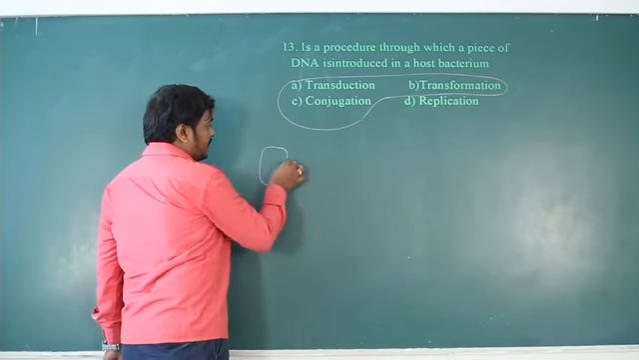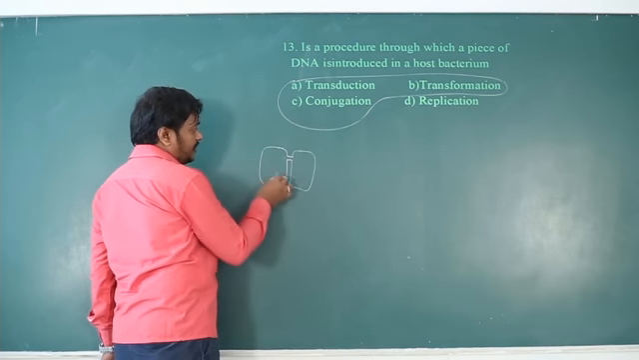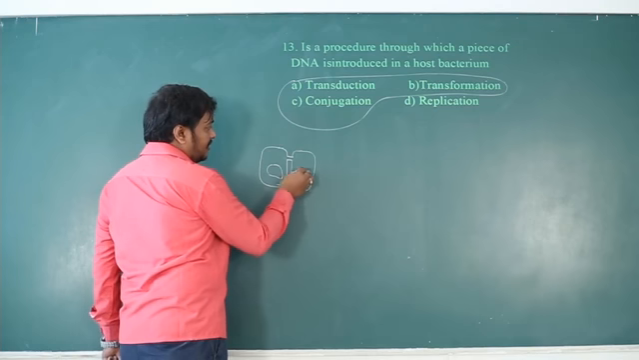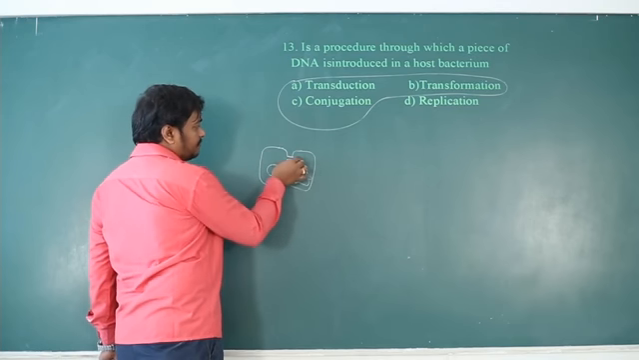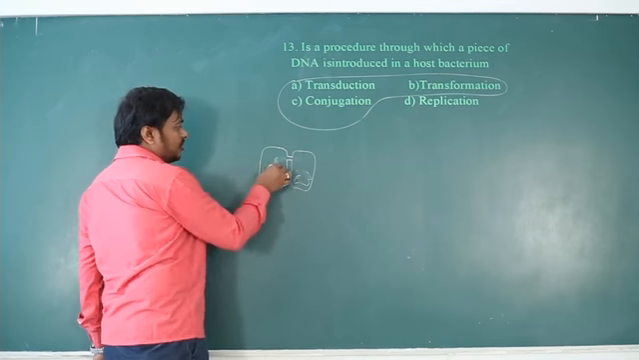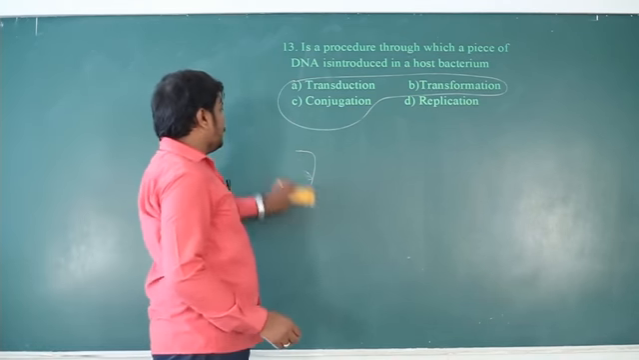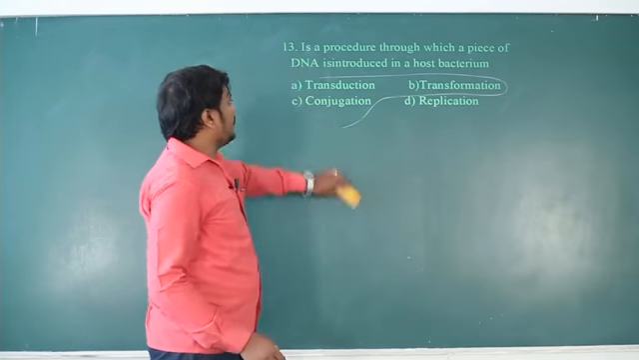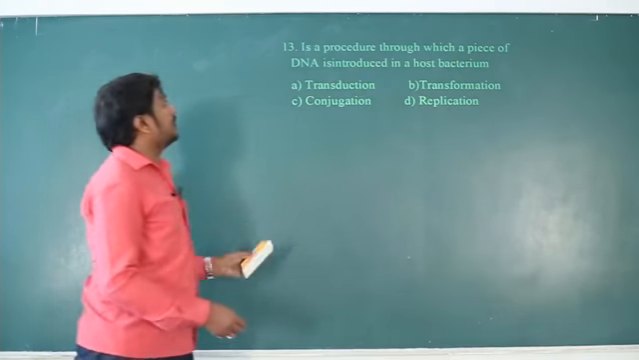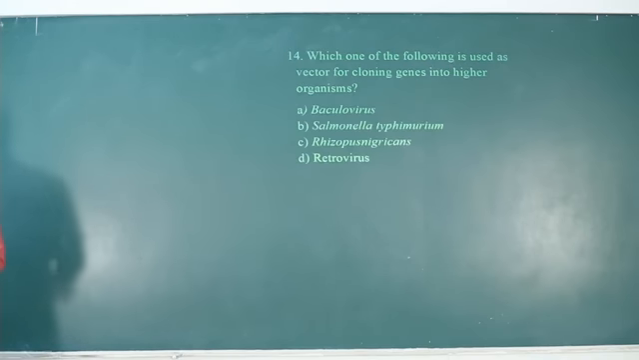In conjugation, there will be a formation of a conjugation bridge between two bacterial cells. The genome replicates on one side, and this part migrates to another bacterial cell, then gets joined together there. So it creates recombination, or joining. Those are the three types of sexual reproduction in bacteria. Next, move on to the next question.